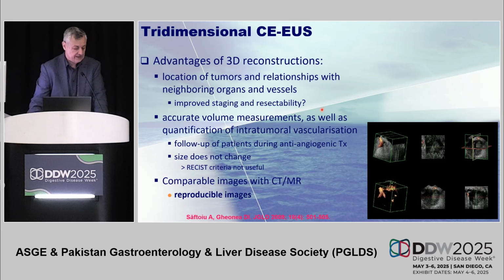If you look at 3D examinations, there are some advantages of 3D reconstructions. You can locate the tumor, and you can better see the relationship with the neighboring vessels. There are claims in the literature that it might lead to improved staging or resectability if we have a volumetric examination of the tumor like this image here. Basically, what we would like to have during endoscopic ultrasound is images comparable with CT and MR, and maybe reproducible images if we have volumetric examinations like this one.